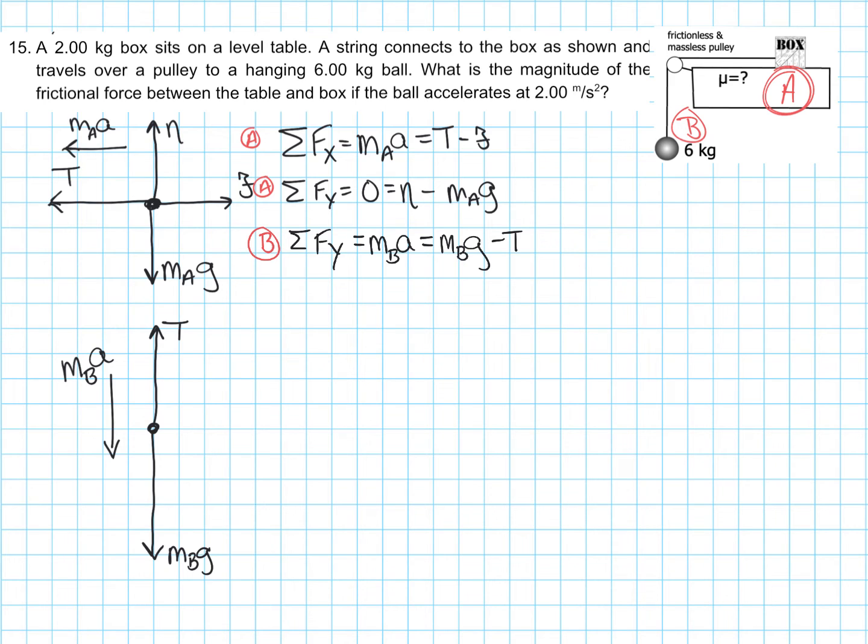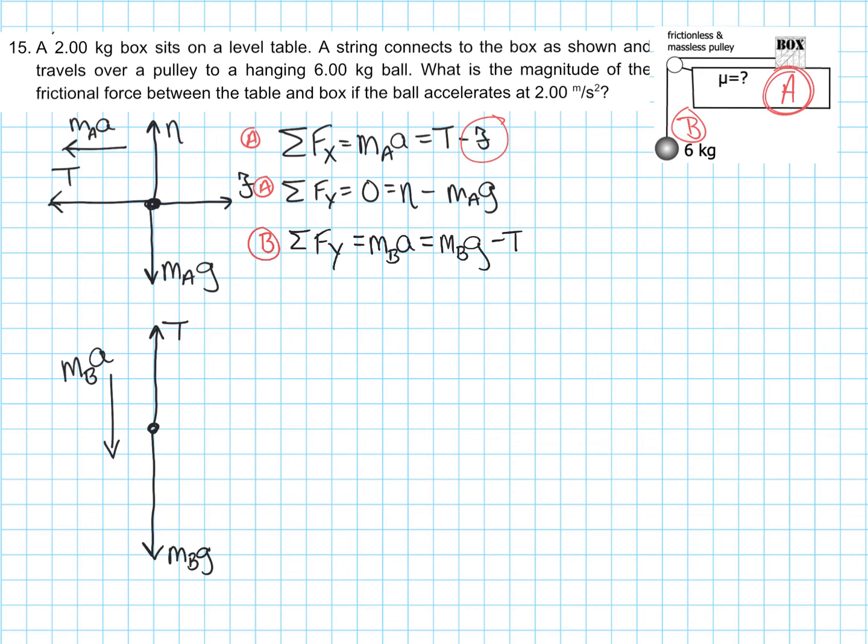All right, so in this problem, what am I looking for? I am looking for the magnitude of the frictional force, not a coefficient of friction, but actually F in this equation. I have the acceleration, the mass of A, the mass of B, and it's the same acceleration in both. If the box is accelerating left, the ball has to be accelerating down the same way, or else the tension would have slack in it, and that's not going to happen.